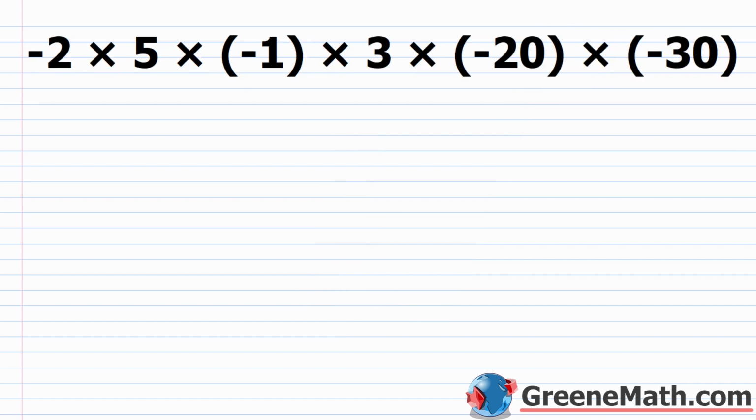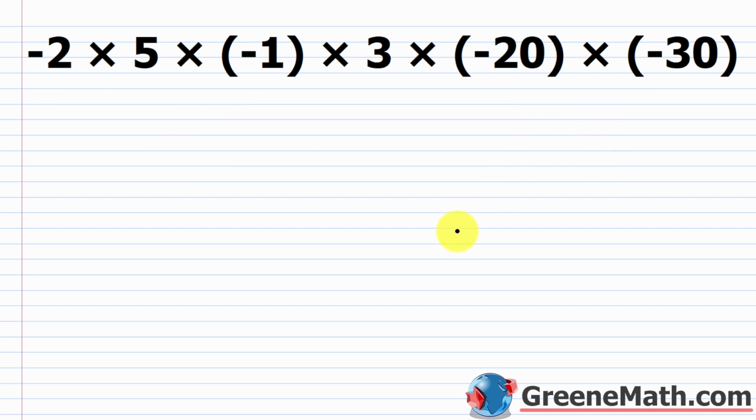Okay, let's take a look at one more. So here we have negative 2 times 5 times negative 1 times 3 times negative 20 times negative 30. So this looks a lot worse than it is. First, again, I would count. I have 1, 2, 3, 4 negative factors. 4 is an even number, right? 4 divided by 2 is 2, no remainder. Again, you can always pair these guys up. So this guy and this guy, that's going to make a positive. And then this guy and this guy, that's going to make a positive. So if you have an even number of negative factors, you will get a positive result.